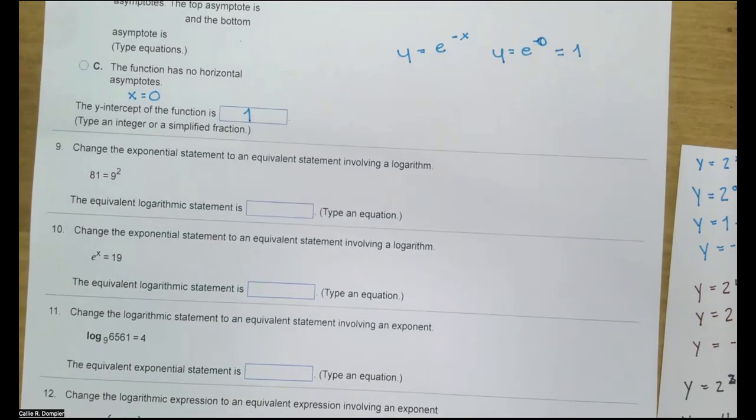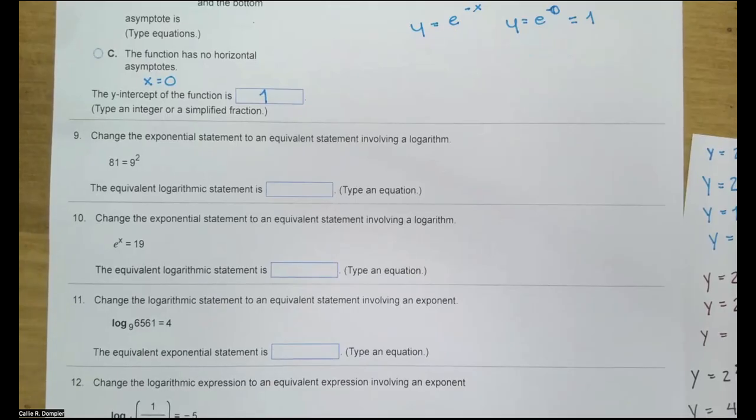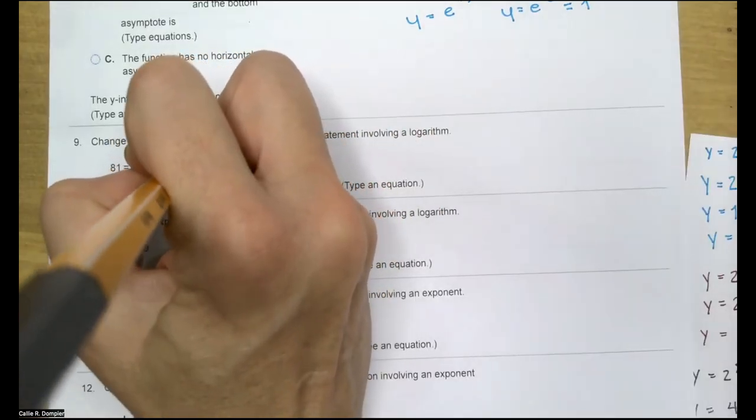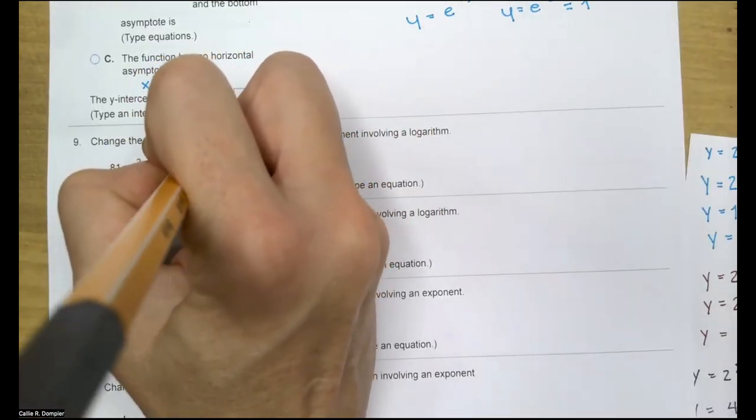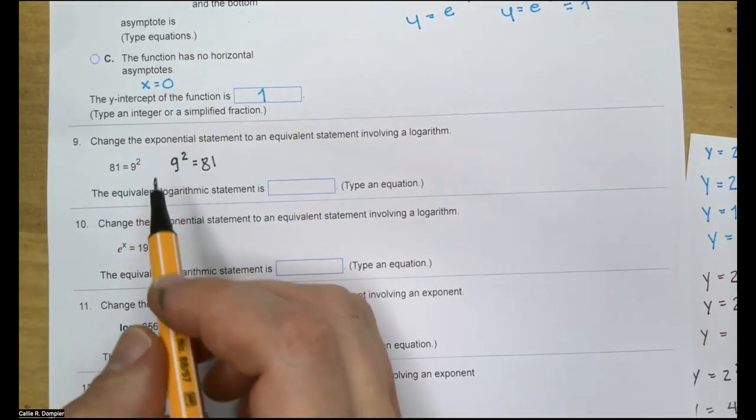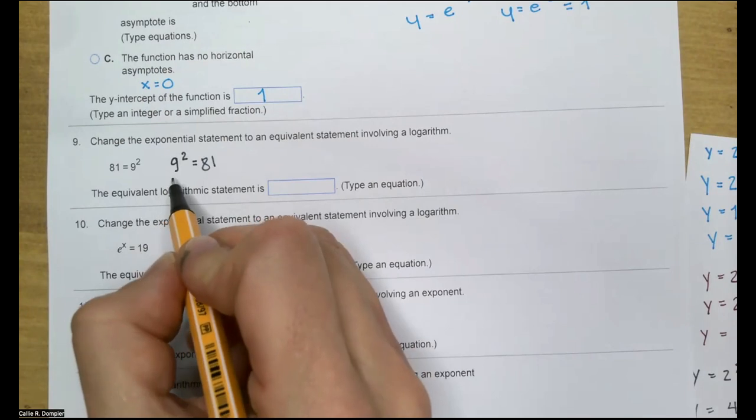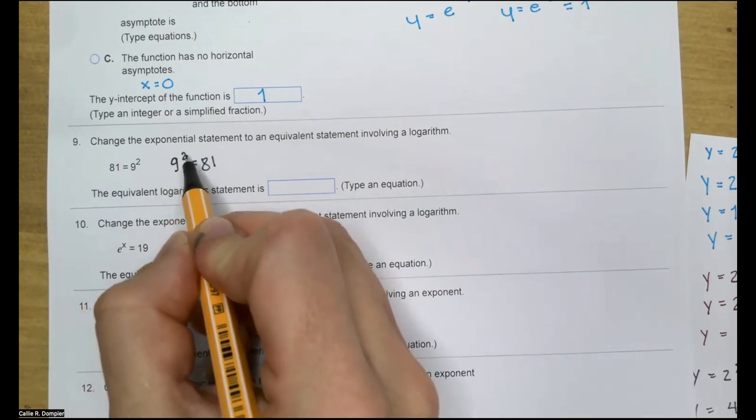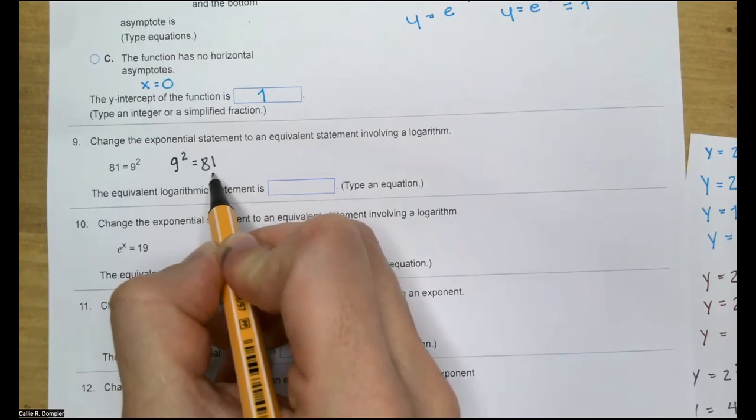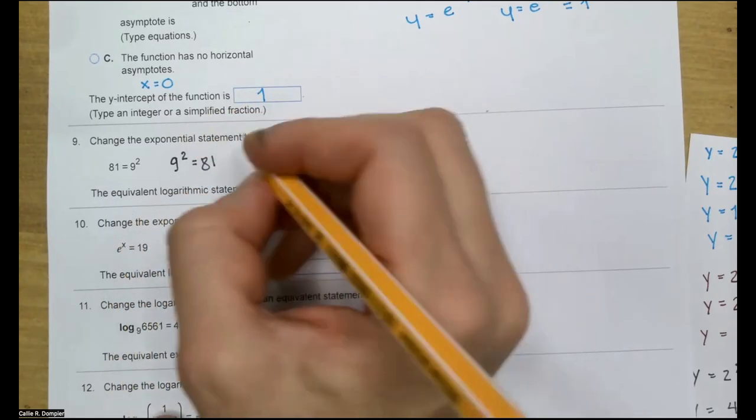Good? All right. The next part is changing between exponents and logarithms. For this one, remember that we're always going to go in a circle. I'm going to change this to make sure that the exponent's on this side, because that's just what I'm used to. So you have what is called the base number, you have the exponent, and then you have the answer, right?